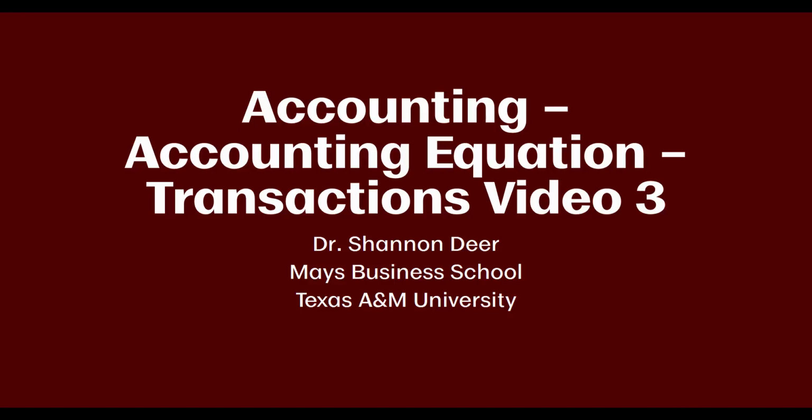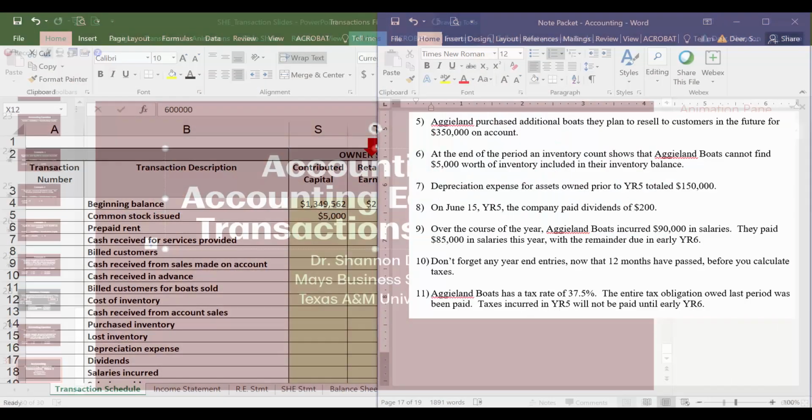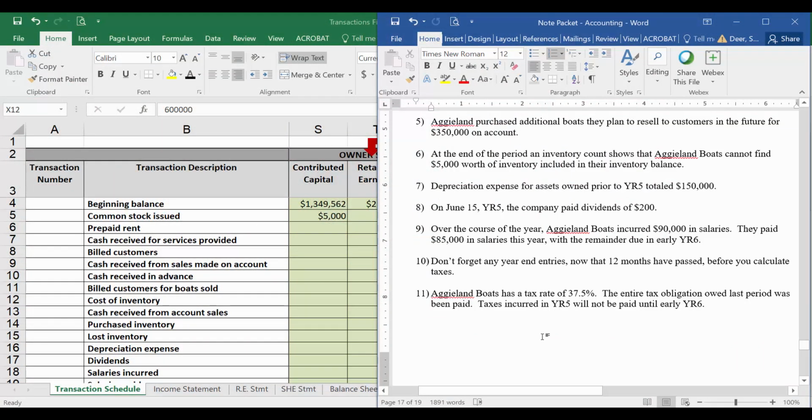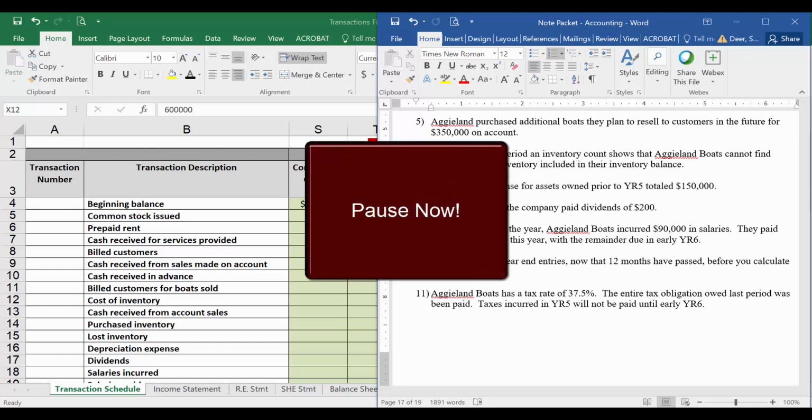In this video, we're going to jump back into the file we were using for Aggieland Boat Company. So make sure you have both your note packet and your Excel file. Let's look at transaction 5. It said Aggieland purchased additional boats they plan to resell to customers in the future for $350,000 on account. We've recorded this transaction a couple of times throughout the different videos, so pause here and record this transaction on your own, and then we'll resume the video and record it together.